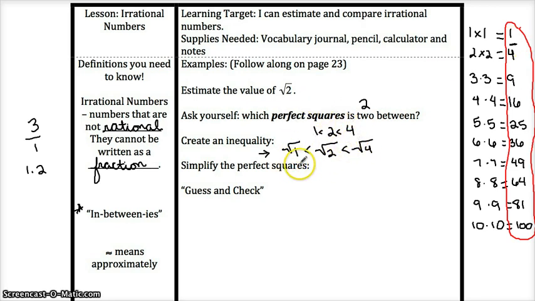Okay, so the next step we need to do is simplify the perfect square. So what is the square root of 1? I'm going to draw an arrow through my word, sorry, but the square root of 1 is 1.